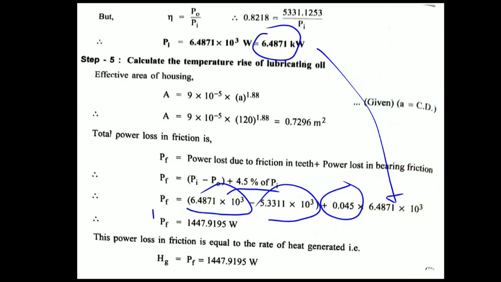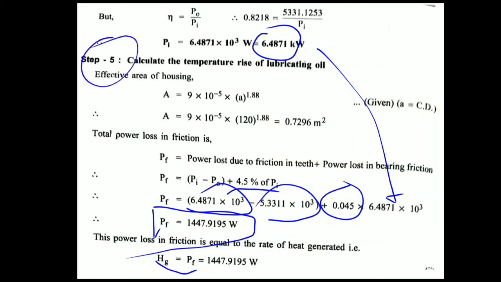So through which power lost, 1447.9 watt we will get. Clear? Is that clear? Power lost means what? Heat generation. Here they have mentioned, so the same value will be there. Okay. See the steps, the procedure, very important.